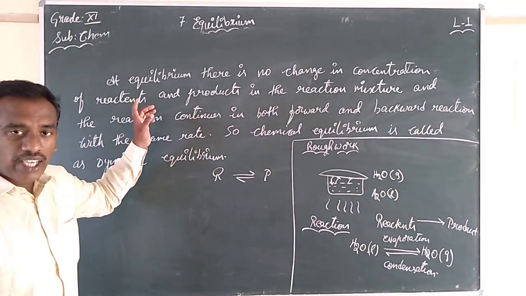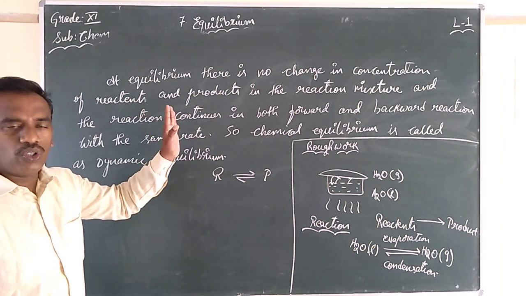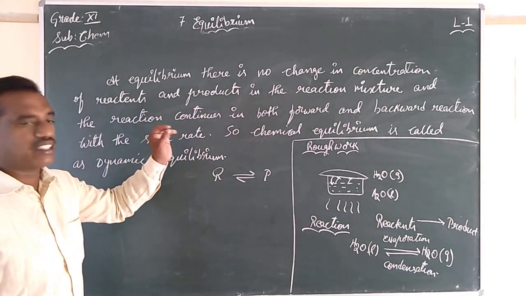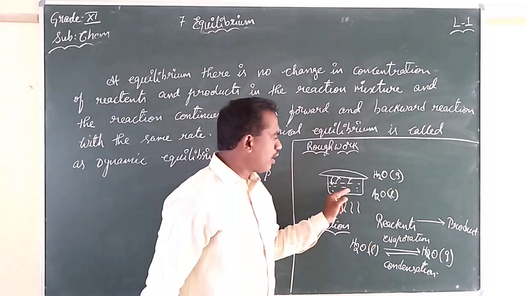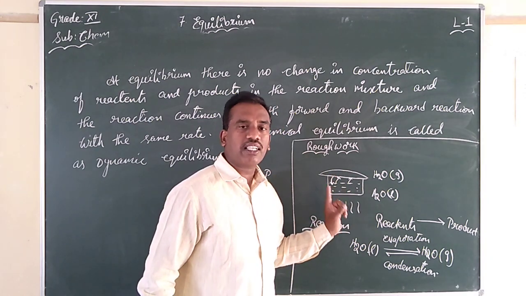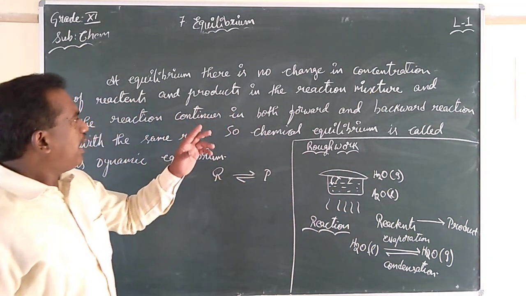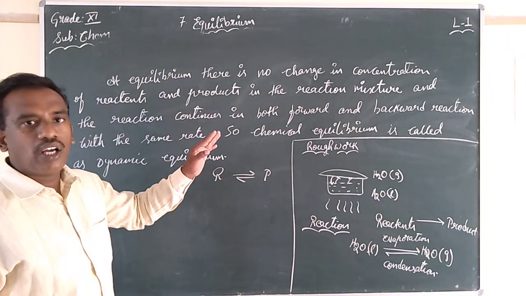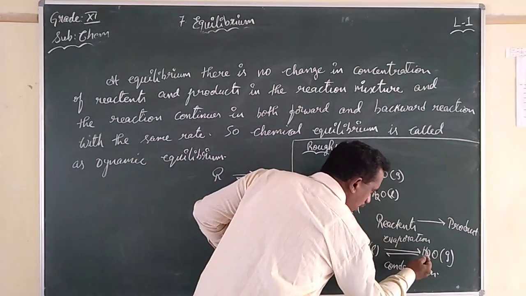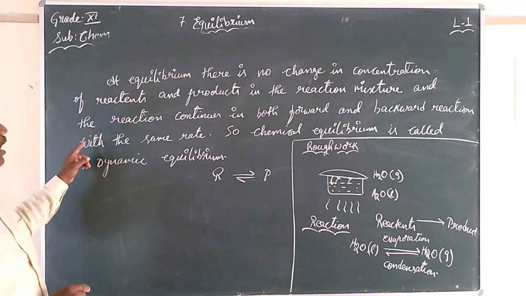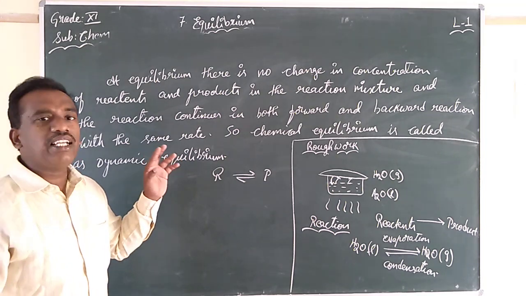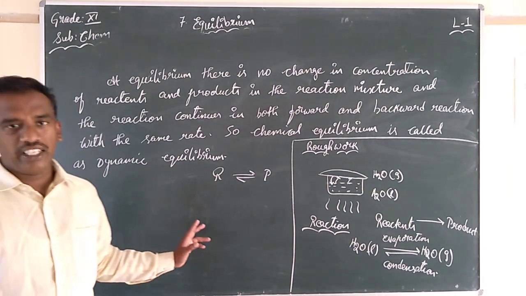At equilibrium there is no change in concentration of reactants and products in the reaction mixture. Means what? The number of particles converting from liquid state to gaseous state is equal to the number of gaseous particles converting into liquid particles, and the reaction continues in both forward and backward directions with the same rate, means with the same speed. So the chemical equilibrium is said to be a dynamic equilibrium.